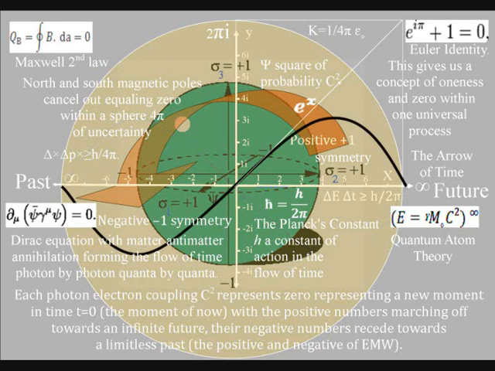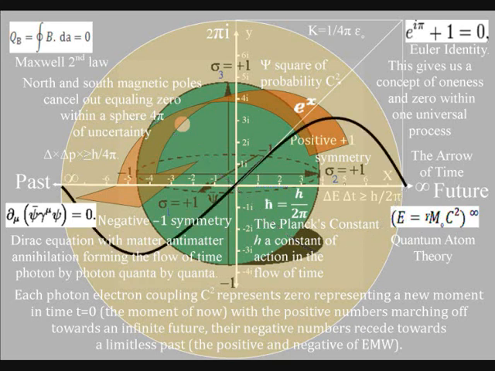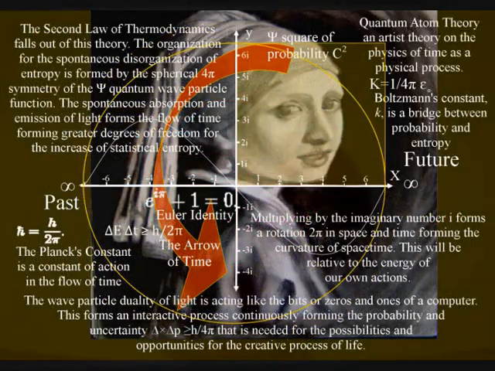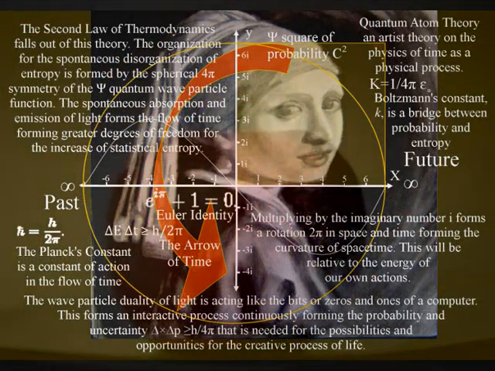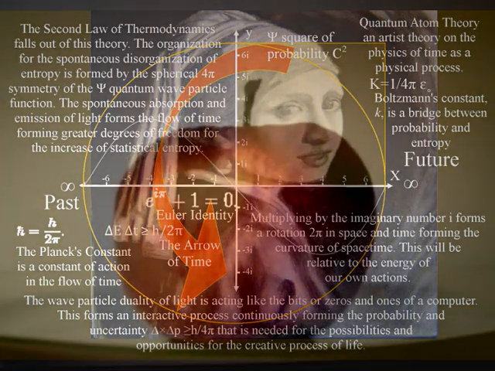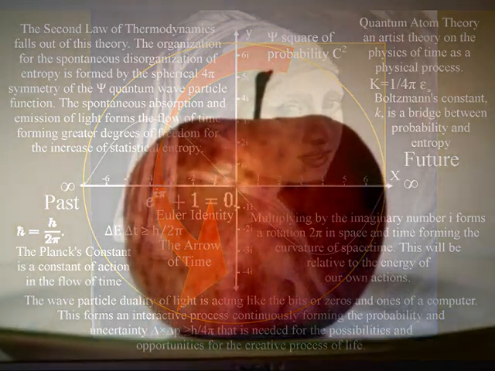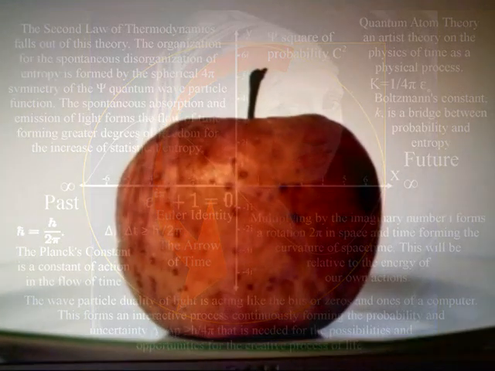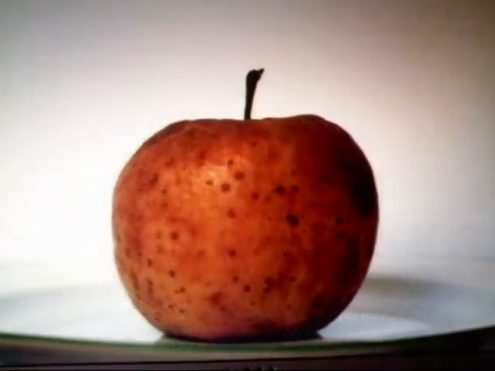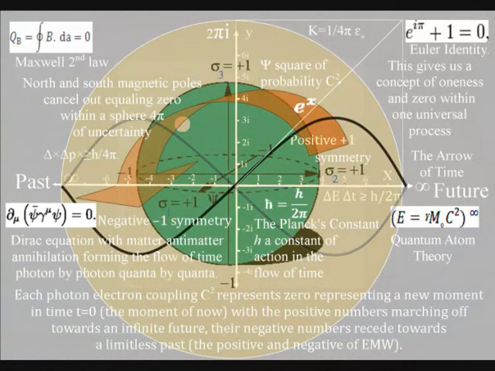This spherical symmetry, or organization, forms a low entropy that creates a possibility for the continuous increase in entropy, or disorganization, that we have in the second law of thermodynamics as time unfolds. As photon energy cascades down, it forms greater degrees of freedom for the increase in entropy or disorganization, forming the uncertainty of everyday life.